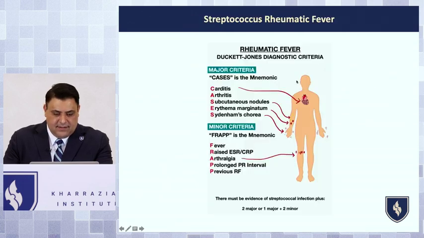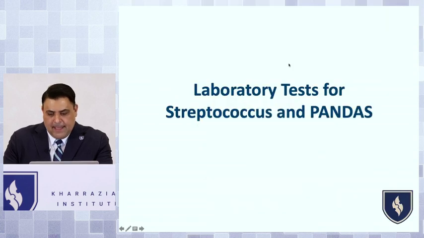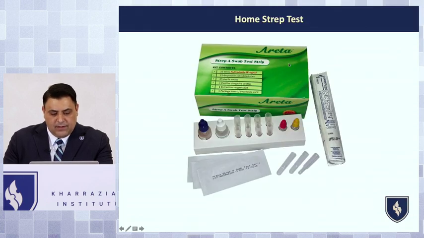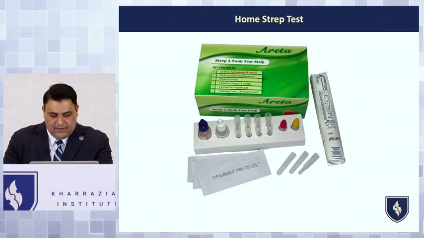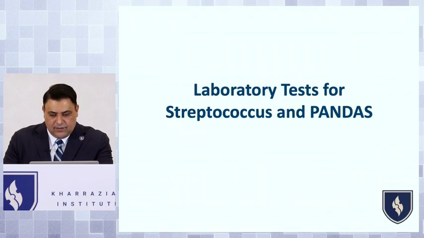In severe cases, you can get rheumatic fever, with different presentations of that, and joint pain. And most of the time when people develop strep, they can do these home strep tests. These are just like the home COVID tests people use. And these antibodies can be measured pretty quickly and very effectively. So that's your typical PANDAS pattern.